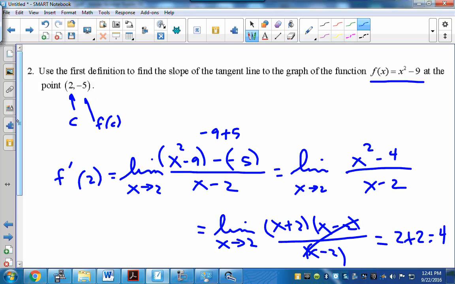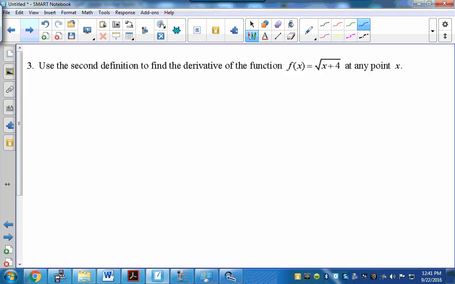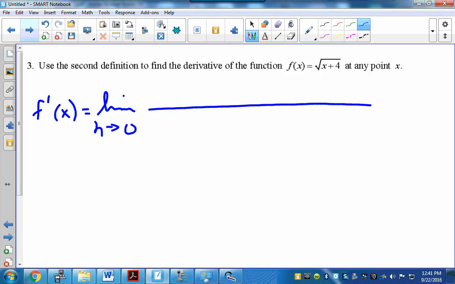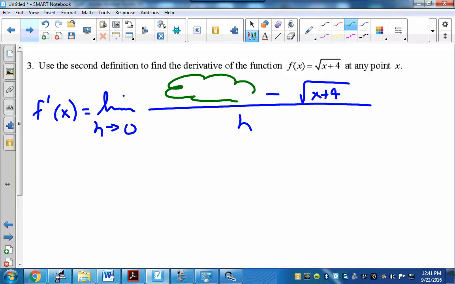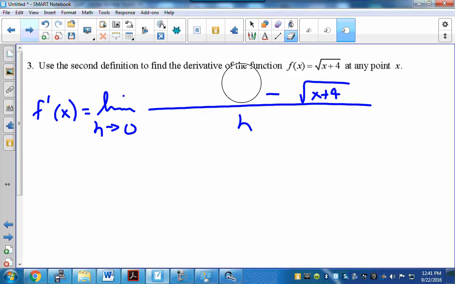Problem number 3, you had to use the second definition. So now we're doing f prime of x is a limit as h goes to 0. Again, if you have the definition, this is not hard to do. This is h. This is always going to be your function back here, x plus 4. Now remember up top, or in here, you are going to be putting f of x plus h. And so that may require a little bit of work. We have to understand how the function f works.